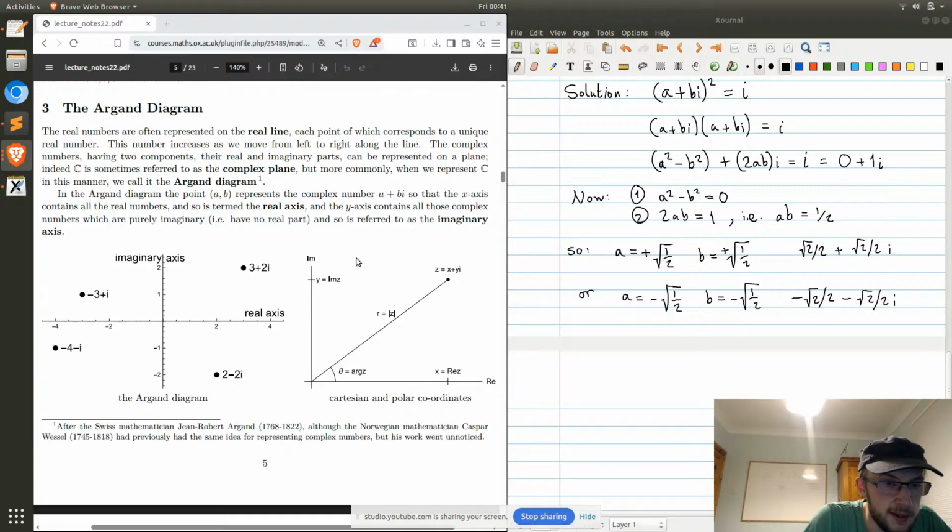Okay, Argand diagrams are named after the Swiss mathematician, trying to say his name, Jean-Robert Argand, although the Norwegian mathematician Caspar Wessel had previously had the same idea for representing complex numbers, but his work went unnoticed. Well, we're noticing it now.